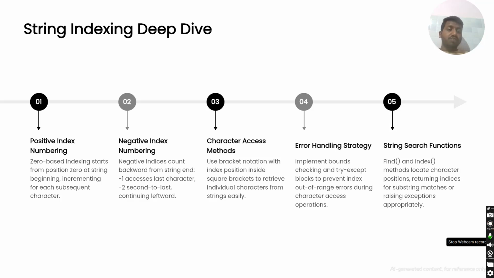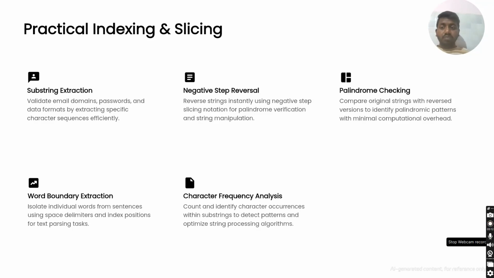String search functions: the find and index methods locate the position and return the index of the character or substring that matches, or raise exceptions appropriately. So practical indexing and slicing is important for substring extraction, negative step reversal, palindrome checking, word boundary extraction and character frequency analysis.